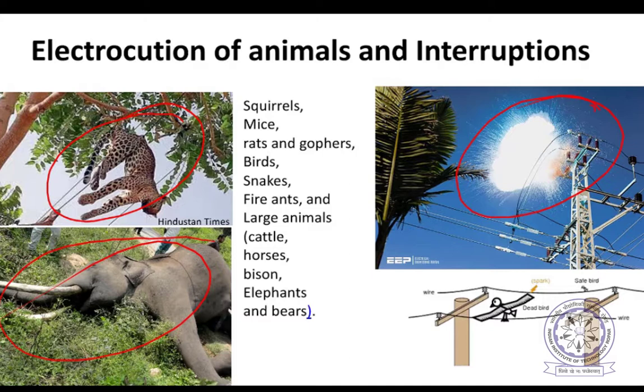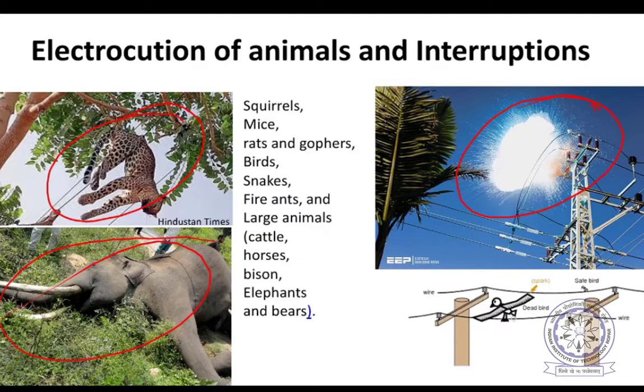A tree branch may be falling on this, or an animal, or a bird sitting on that, or some electrocution, or some wire falling on the ground. All these things are happening, and the quality of the power supply in our towns, etc., is seriously affected by these kinds of events. So this is due to bare overhead conductors, which are not covered by any insulation.